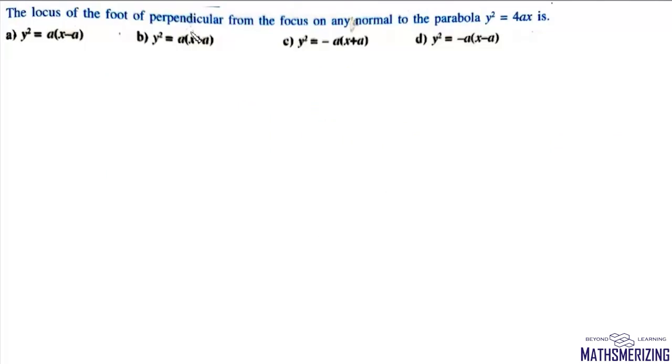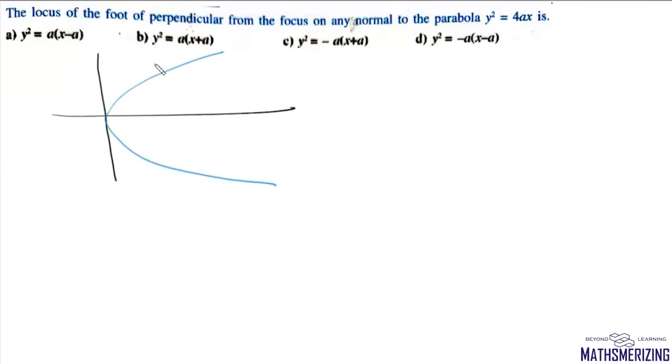Now the question is, the locus of the foot of perpendicular from the focus on any normal to this parabola is. So we have this parabola which is y square equals 4ax, and then at any point P we have drawn a normal, and then from the focus which is a, 0, we need to find the locus of the foot of perpendicular. So let us say this point is alpha, beta, and suppose it is this point A. So we need to find the locus of this point A.